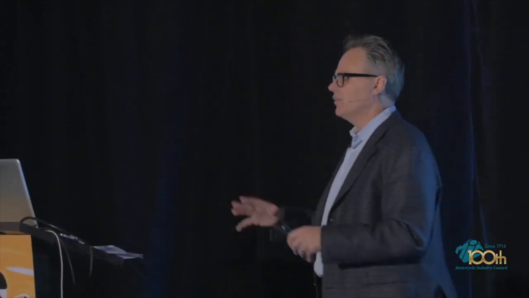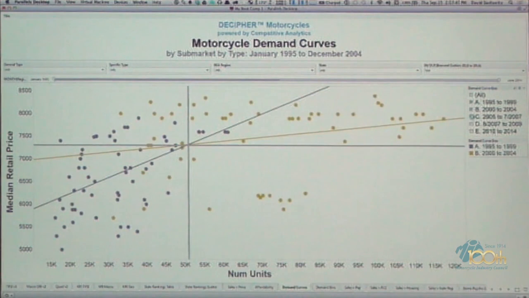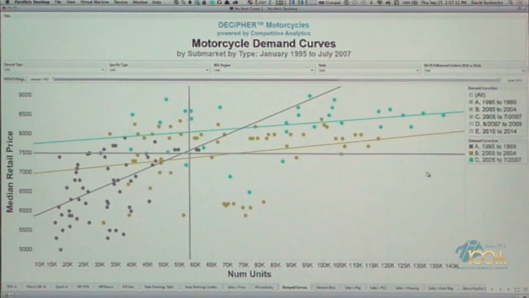So then we took a look at 2005 to July of 2007. Why? Because August 2007 is the grand nexus point of when the economy fell off the cliff. So when the banks shut down, the whole world shut down. So let's just go right from 2005 to that point. A little bit flatter, going in an interesting direction.